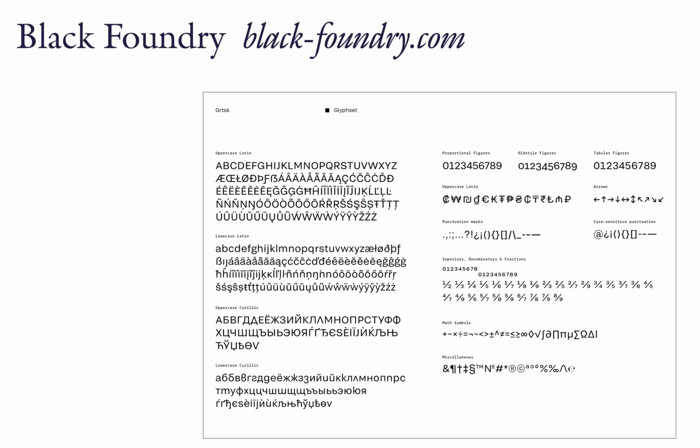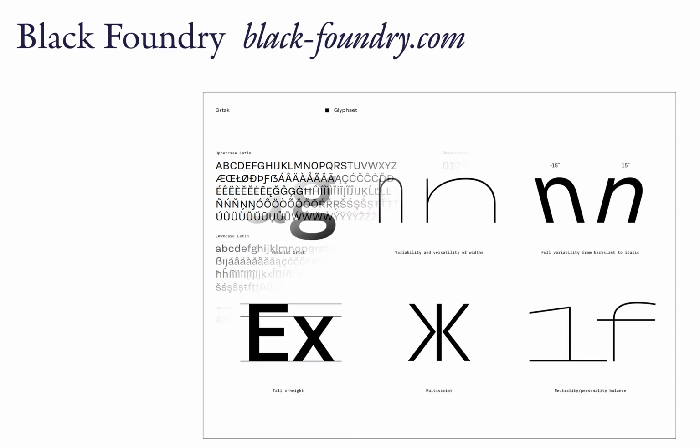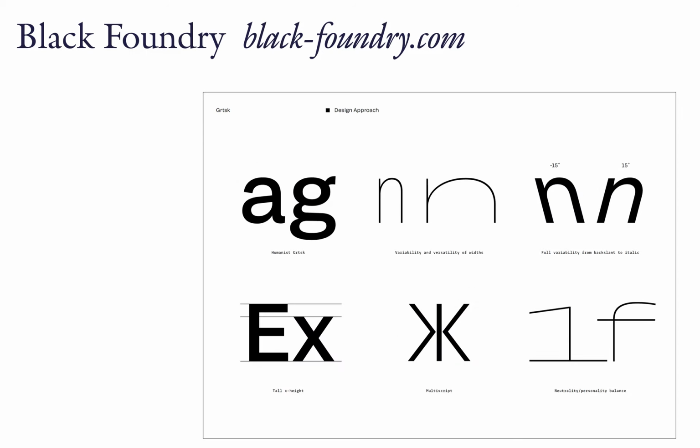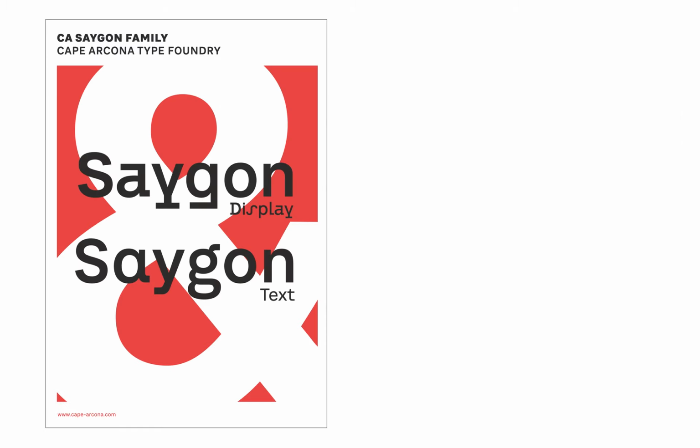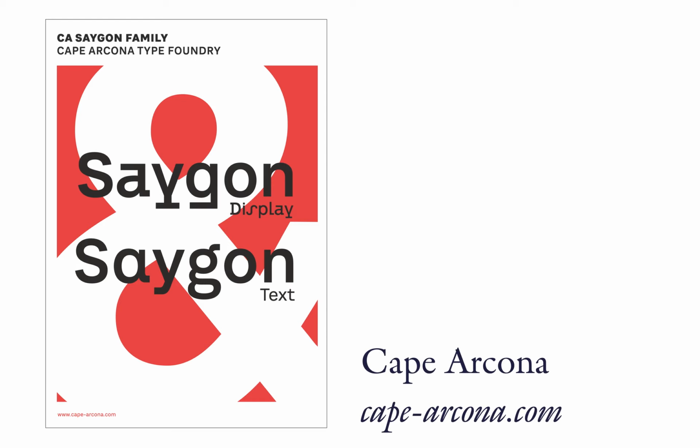A glyph set is among the must-haves. To make it easier to read, it's important to categorize everything, for instance, show uppercase and lowercase Latin first, uppercase and lowercase Cyrillic second, etc. Another must-have is the design highlights. Black Foundry do a great job here by presenting them short and crispy on one of the first pages of the specimen. Next example is from Cape Arcona, a small German foundry.